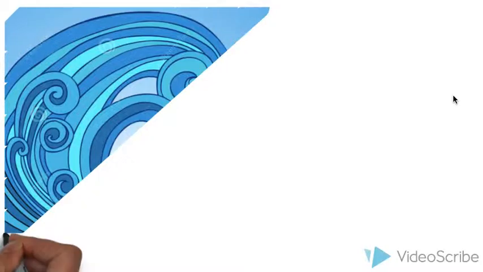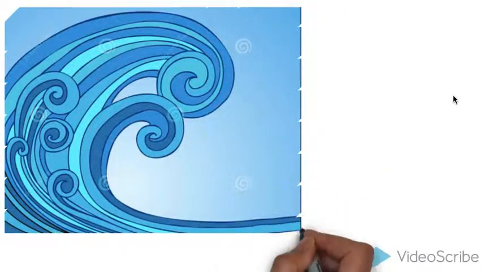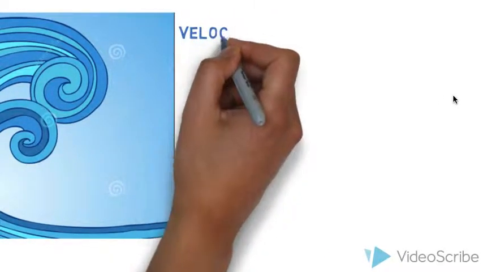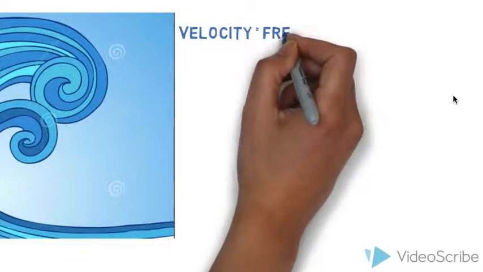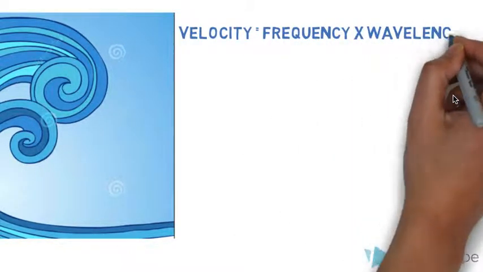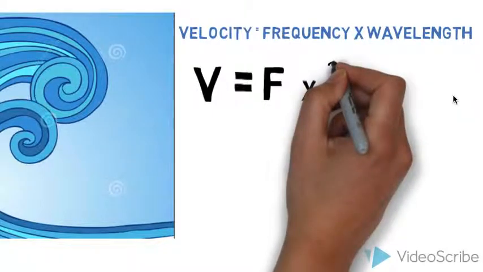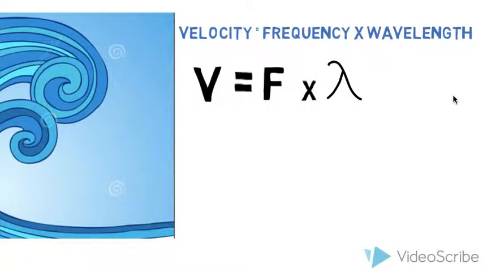So, sometimes you may want to know how fast a wave is traveling. For example, earthquakes below the ocean can produce giant tidal waves. You would want to know how soon the tidal wave would reach you if you needed to seek shelter. Wave velocity describes how fast the wave moves forward. The formula for this is velocity is equal to frequency times wavelength, or V is equal to F times lambda. Wave velocity can be determined by multiplying wavelength times frequency.